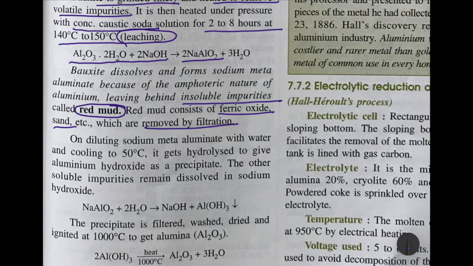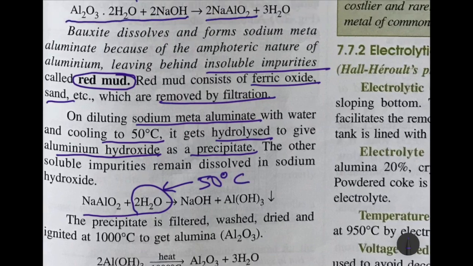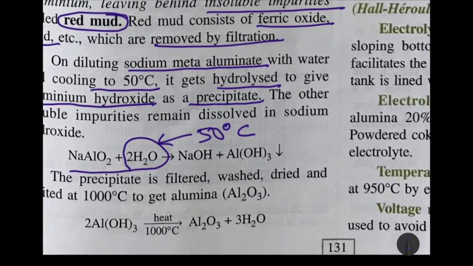Now when we dilute sodium meta-aluminate with water, okay, we put more water to it and then we cool it by adding cold water, it gets hydrolyzed to give aluminium hydroxide, Al(OH)3. So that you get as a precipitate, you get it as a solid, and the other soluble impurities, they remain dissolved in the sodium hydroxide. So sodium meta-aluminate with water, lots of cold water, it brings down the temperature to 50 degrees Celsius. Remember, it was at a high temperature, 150 degrees Celsius, 140 degrees Celsius.